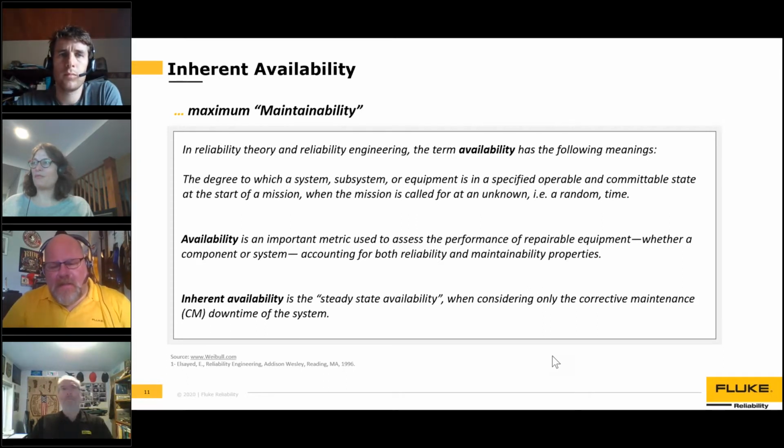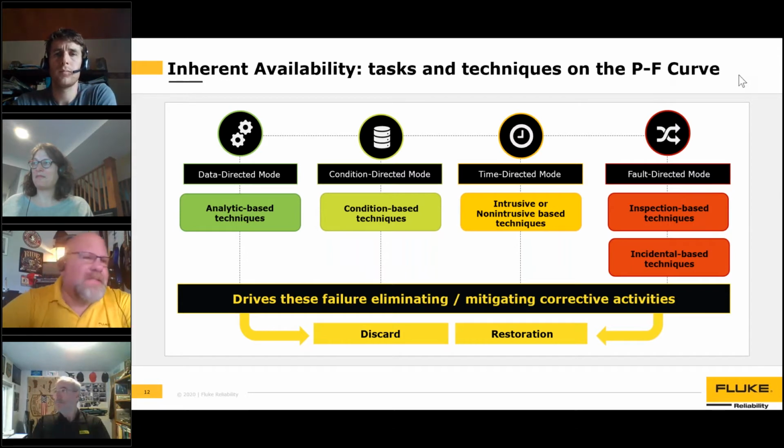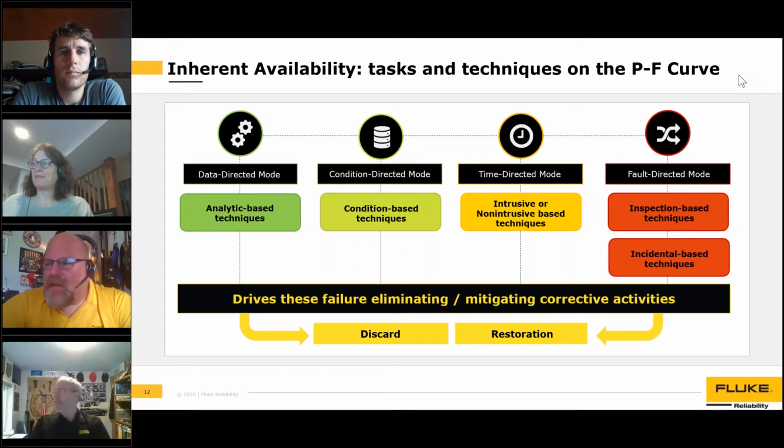And then more importantly, next slide, what we want to do is understand what we call the modalities, or the tasks really, to apply on the classic PF curve within the inherent availability realm. Okay, so everybody's familiar with these classic modes here, fault directed modes. So that's your inspection based techniques or incidental based techniques. Incidental based techniques are going to be your fault finding. These are those work requests that are coming in. All right, this is where we found a problem. It's either before functional failure or after functional failure, or we actually are deploying just an inspection-based technique to go out there and just inspect and see if we can find things from a visual. We're talking human inspection piece here, okay?